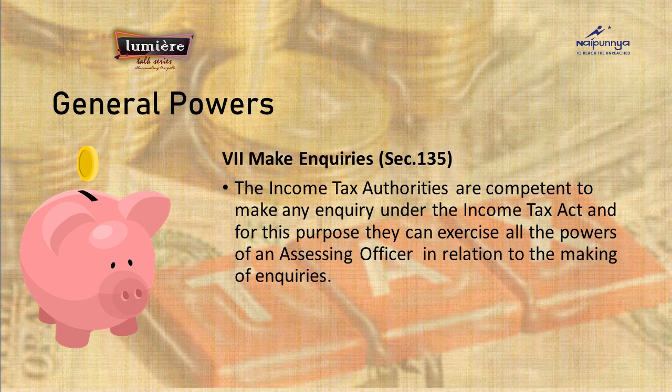And income tax authorities are competent to make enquiries, and for this purpose they can exercise the powers of a lower level authority like an assessing officer. These enquiries can be conducted by the income tax authorities if they find there is any tax evasion or default in taxes. This power is given to income tax authorities as per section 135 of the Income Tax Act of 1961. So these are the common general powers given to CBDT.